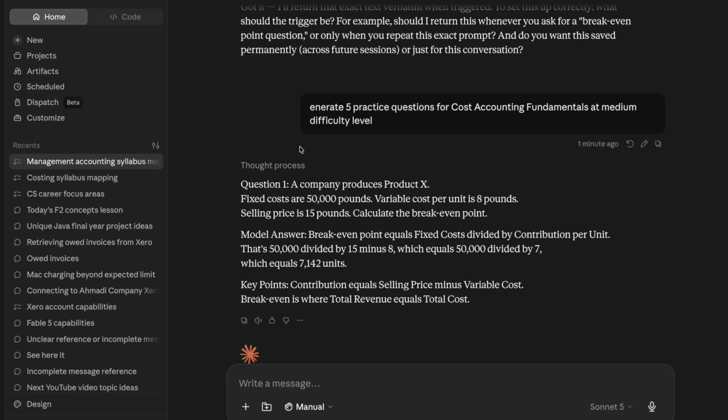Do this for every topic in your schedule. Want harder questions? Say high difficulty. Want easier? Say easier difficulty. You are building your own question bank customized to your paper.